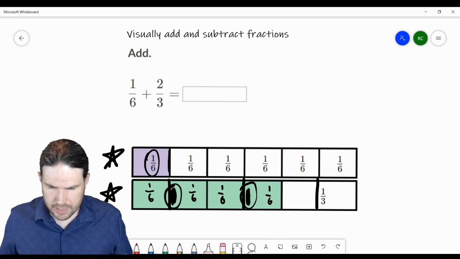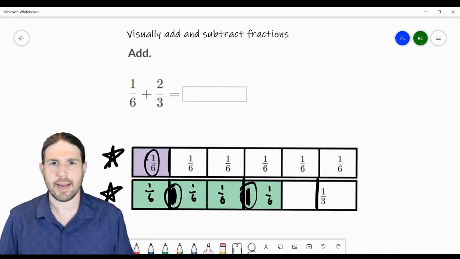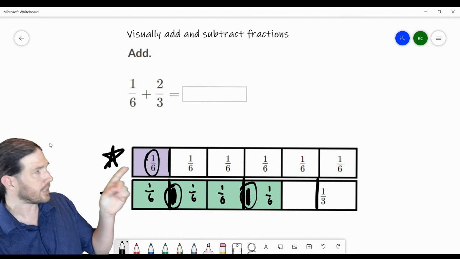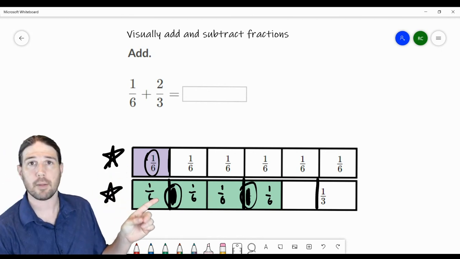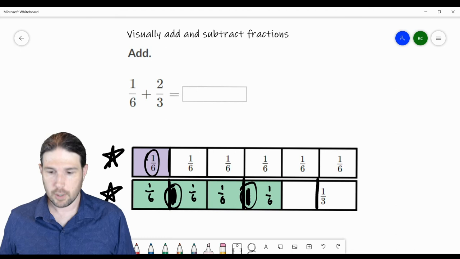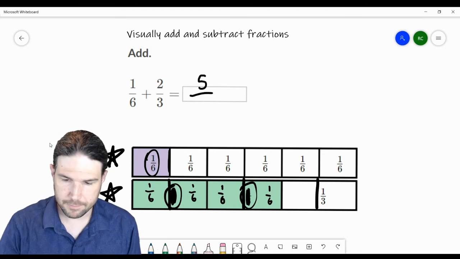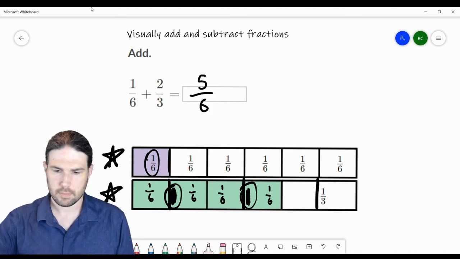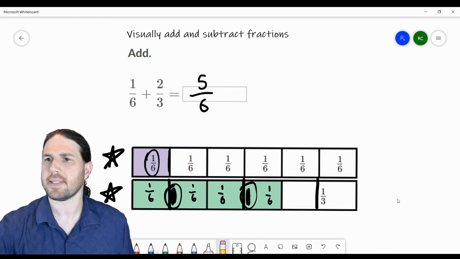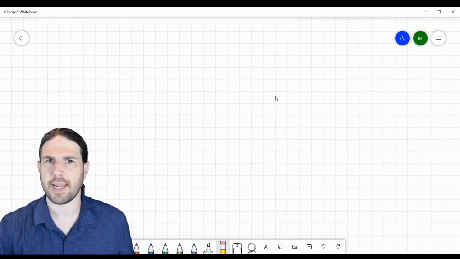Well, now I can just count up what I've got here, right? I see 1/6 up top, and I see 1, 2, 3, 4, 6 on the bottom. And if I'm adding them up, well, that's going to be 5/6. All right, let's try another one of these and see if we're getting this down.